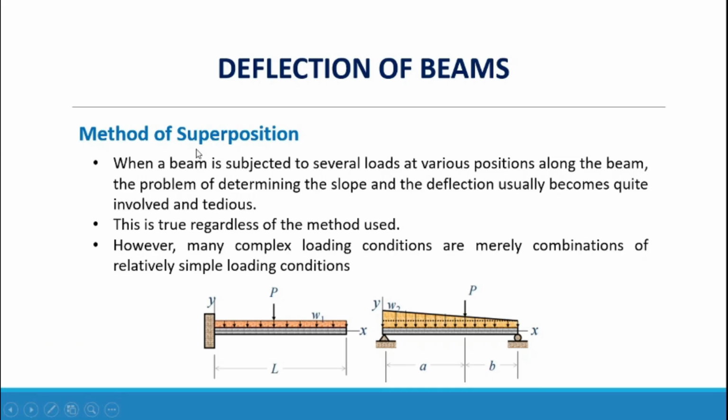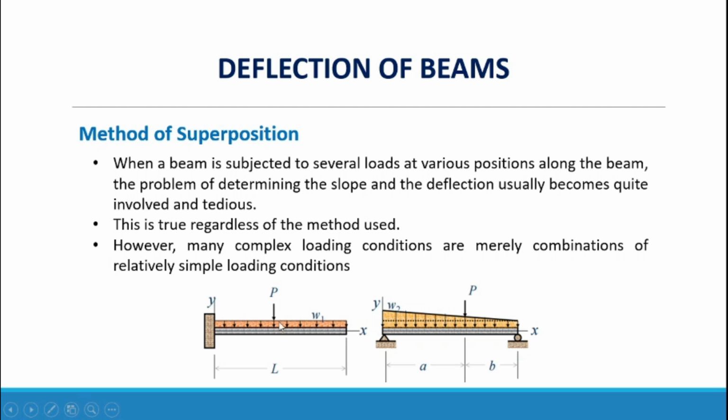Method of superposition. When a beam is subjected to several loads at various positions along the beam, the problem of determining the slope and the deflection usually becomes quite involved and tedious. This is true regardless of the method used. However, many complex loading conditions are merely combinations of relatively simple loading conditions.